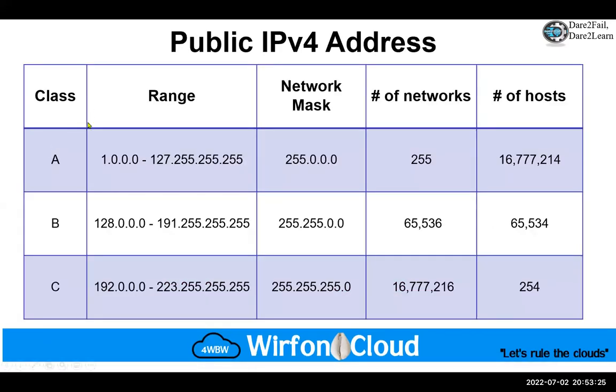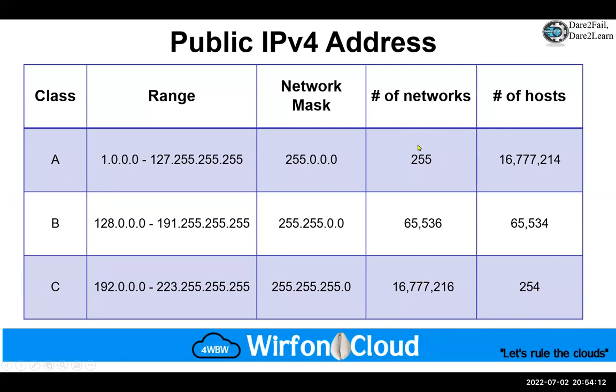Okay, so looking at the different classes of IP addresses, we have class A, B, and C. Class A goes from 1.0.0.0 all the way to 127.255.255.255. Class B goes from 128.0.0.0 to 191.255.255.255. And class C goes from 192.0.0.0 all the way to 223.255.255.255. We'll look at some examples that would help explain a little more what this is all about.